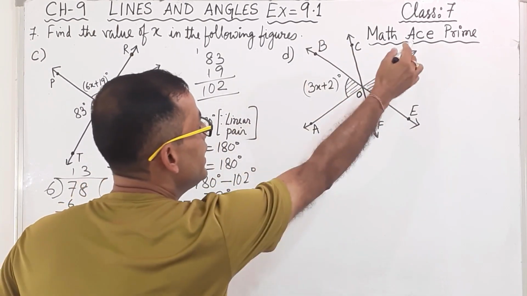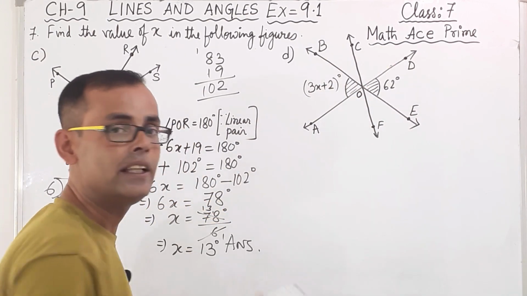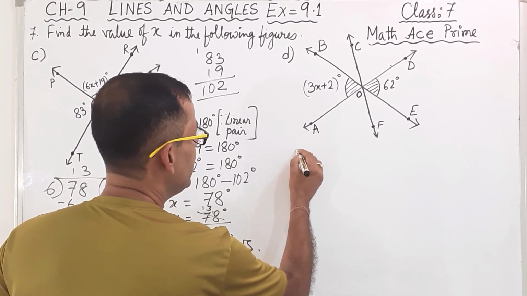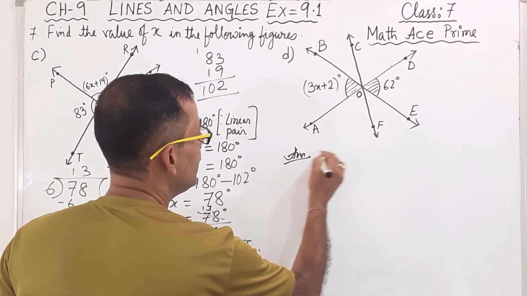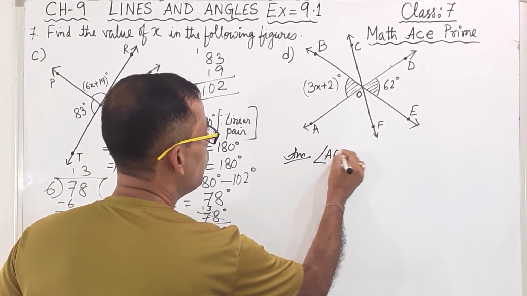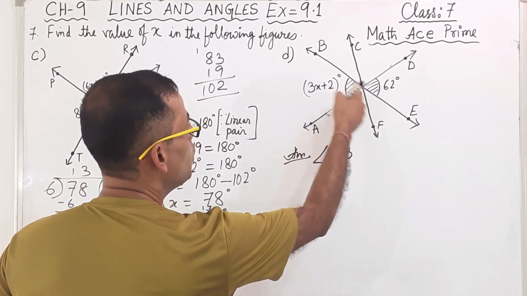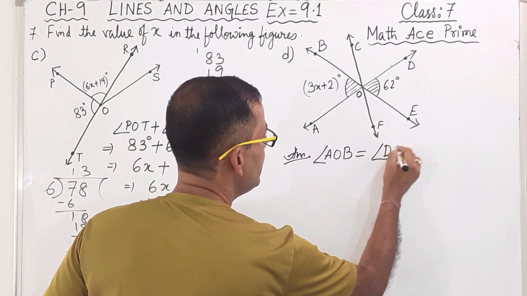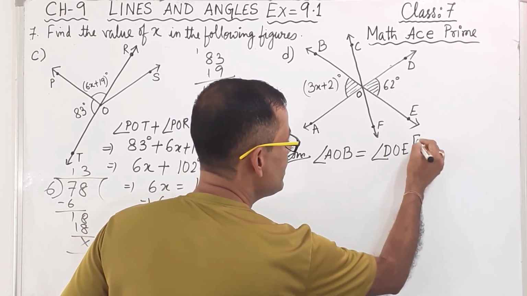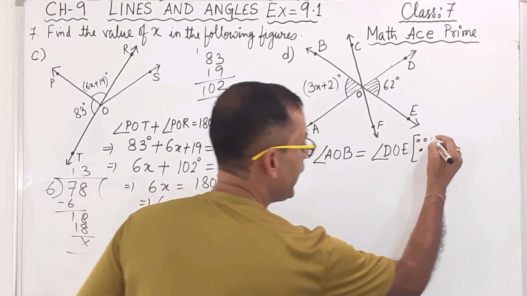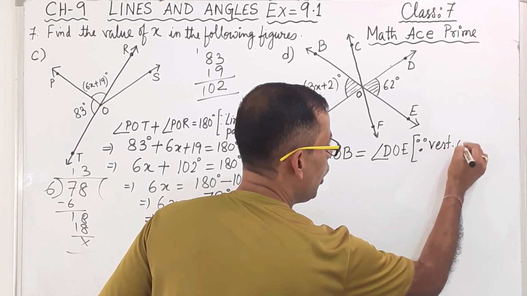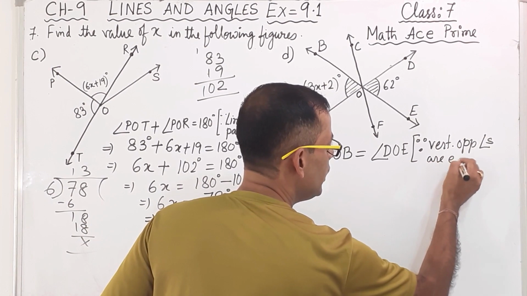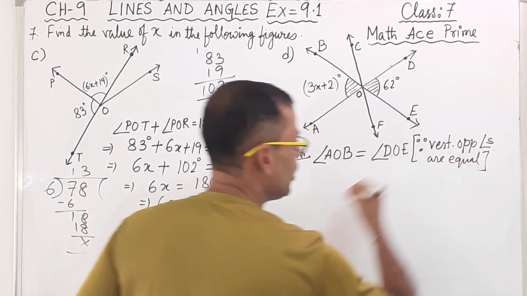Then you can see easily that AD and BE are two lines intersecting each other. So this angle, which angle? If I want to write the answer, angle AOB is equal to angle DOE. What is the reason? Since vertically opposite angles are equal, or simply you can write equal also.